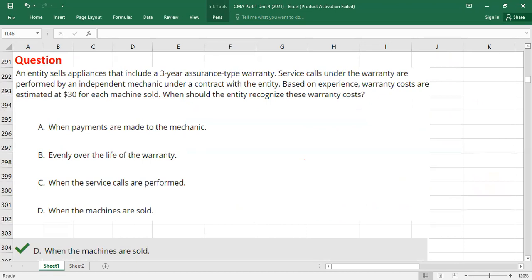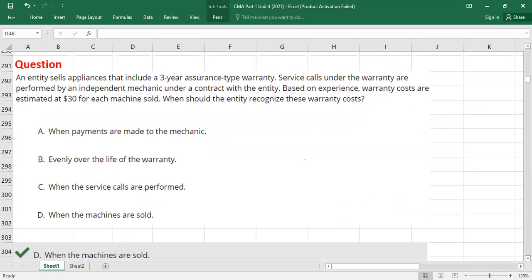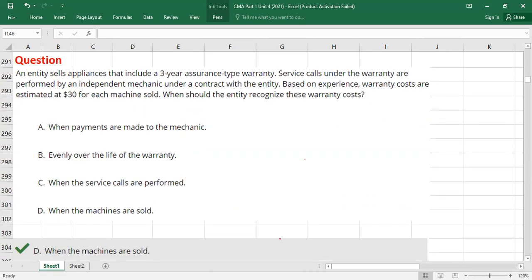Read this question also, guys. Even if the answer is on your screen, don't look for the answer. Just read the question.